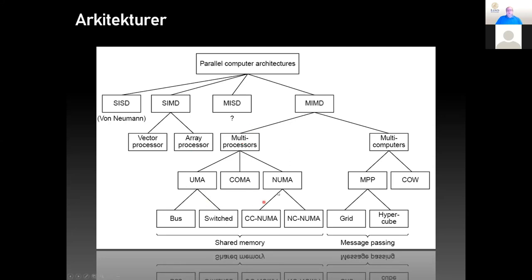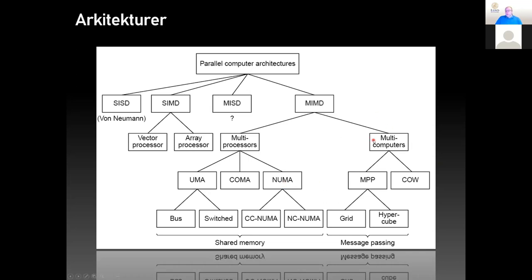And then there are several ways that you can connect the memory together. You can have a uniform memory architecture, basically that all memory is available to all processors without any delays. Then you have a non-uniform memory architecture, where the memory closest to the processor is the fastest, and the memory on another processor is a bit slower to access. It's called a non-uniform memory architecture.